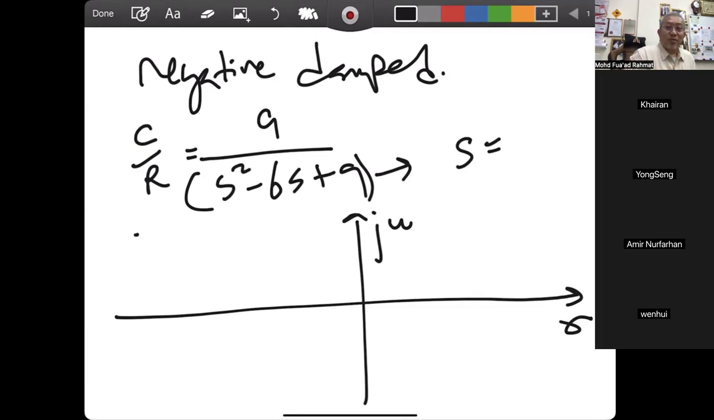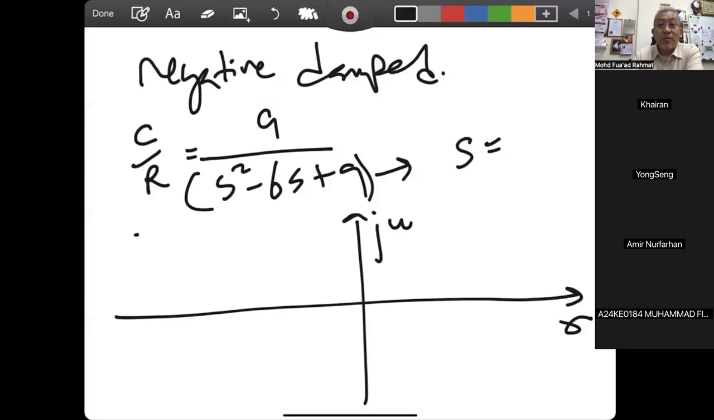Look, its zeta is negative. Find the roots of s square minus 6s plus 9. Positive 3. Positive 3, 3, 3. Yes.